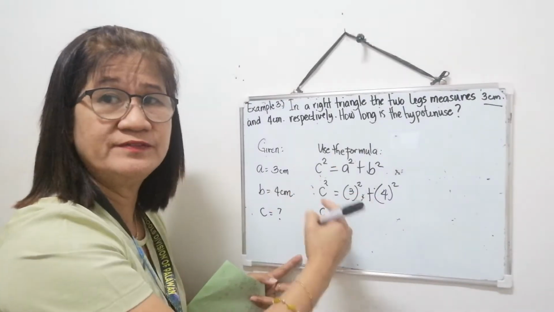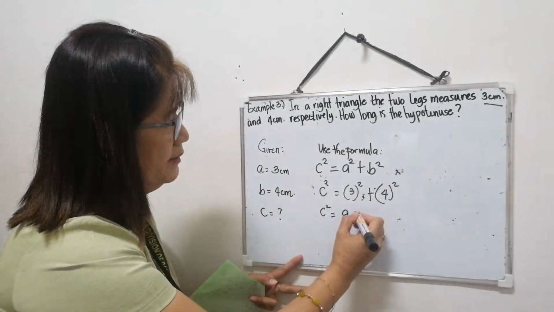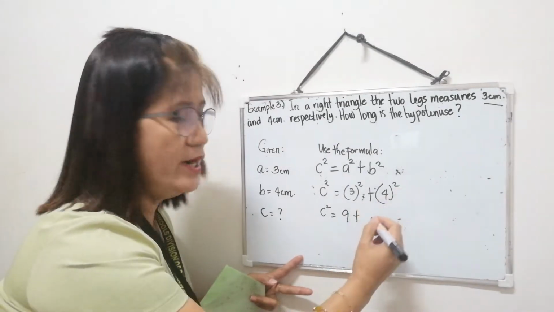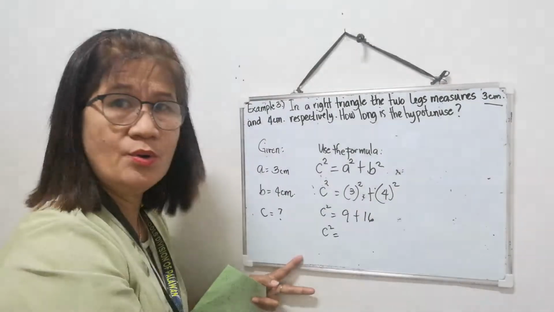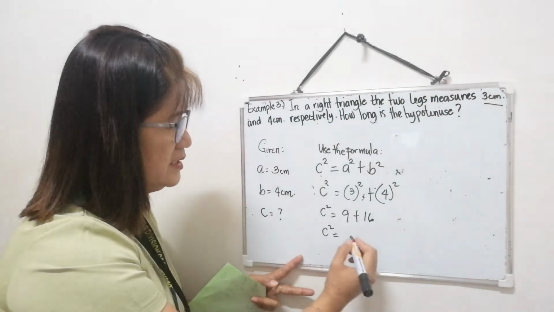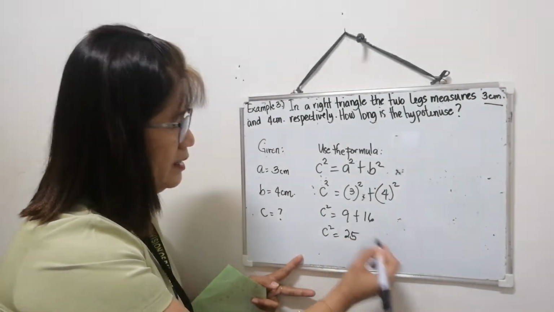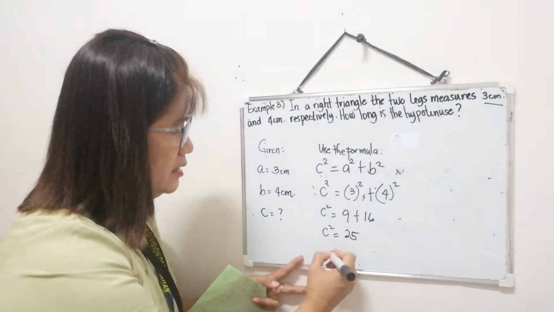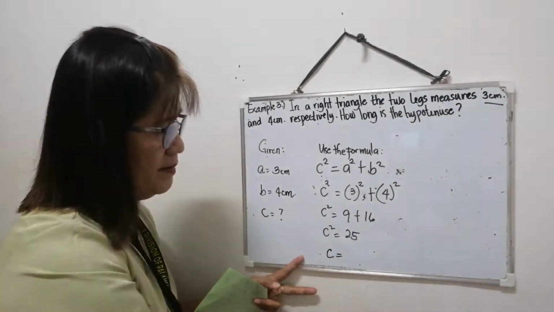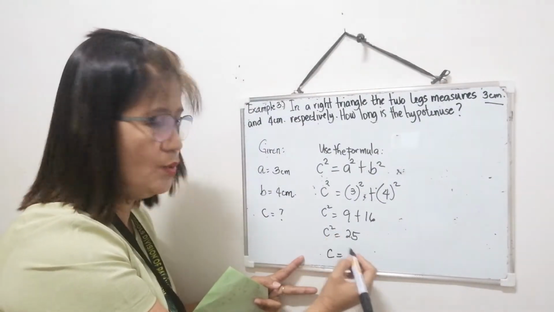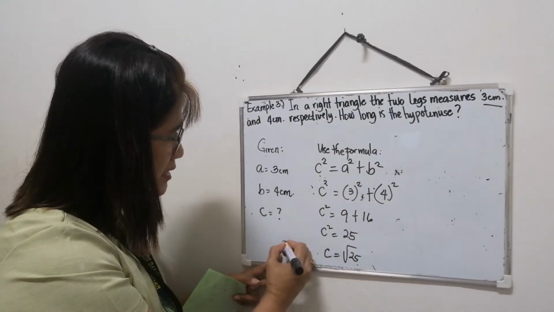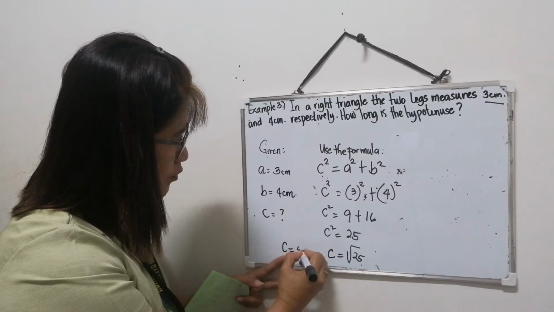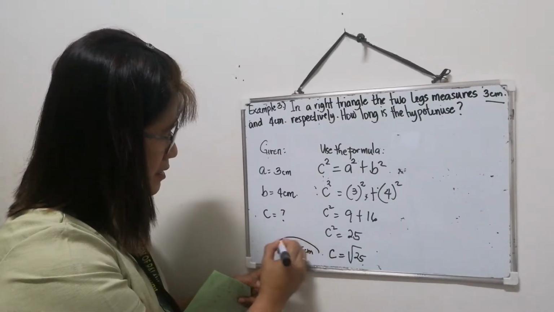What is the square of 3? 9. What is the square of 4? 16. So, c squared is equal to, we will add 9 plus 16, the answer is 25. But that's not yet final. So, to find c, para matanggal yung exponent na 2, you're going to extract the square root of 25. So, our c is equal to 5 centimeter.